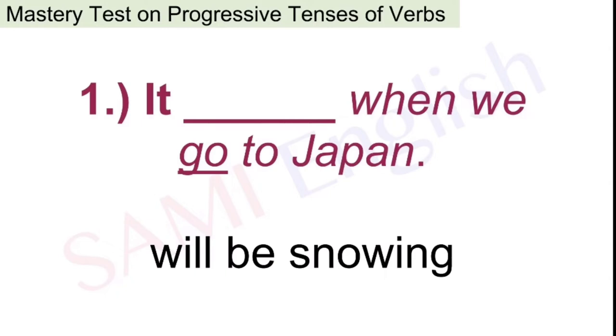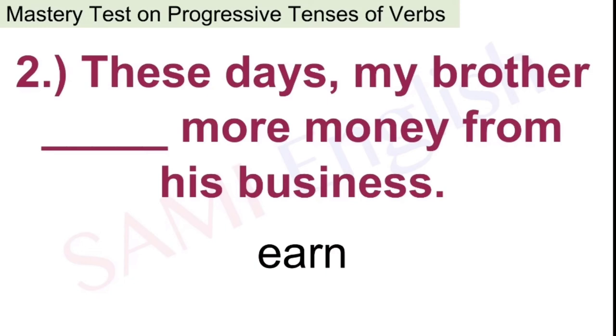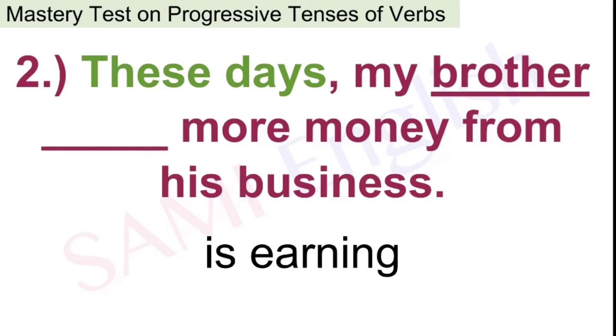Number two, these days, my brother blank more money from his business. The time indicator used here is these days. Ibig sabihin, yung ongoing action ay nangyayari sa kasalukuyan, okay? Sa ngayon, sa panahon ngayon. Now, we either use is or are earning. So, paano natin malalaman kung ano ang dapat na gamitin? Let's identify the subject. The subject used in this sentence is brother. Isa lang siya, singular, so we should use is. These days, my brother is earning more money from his business.